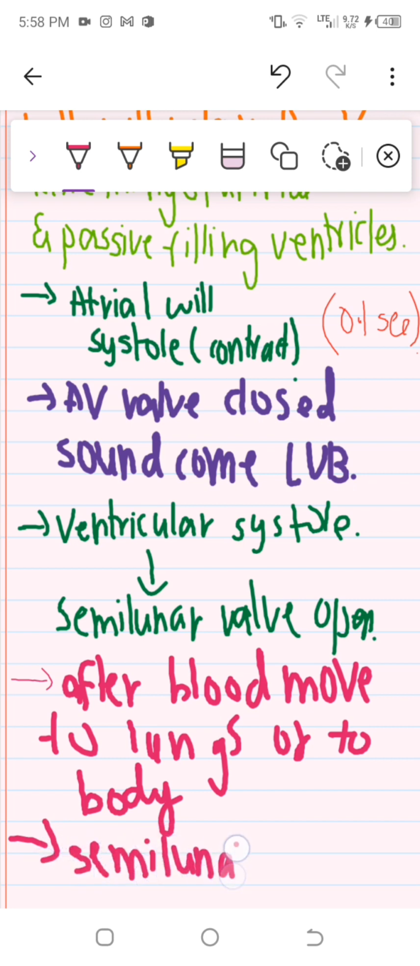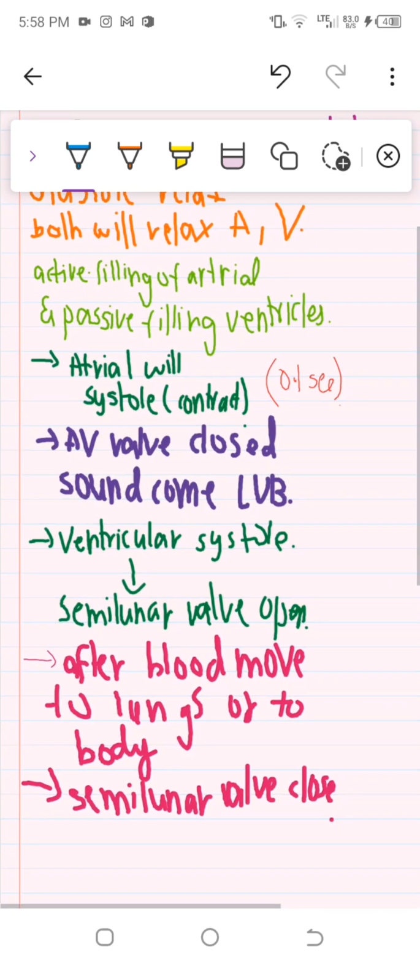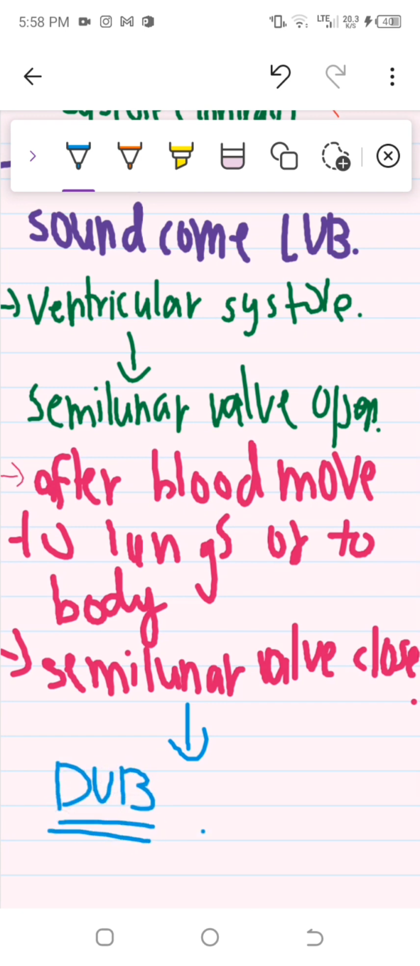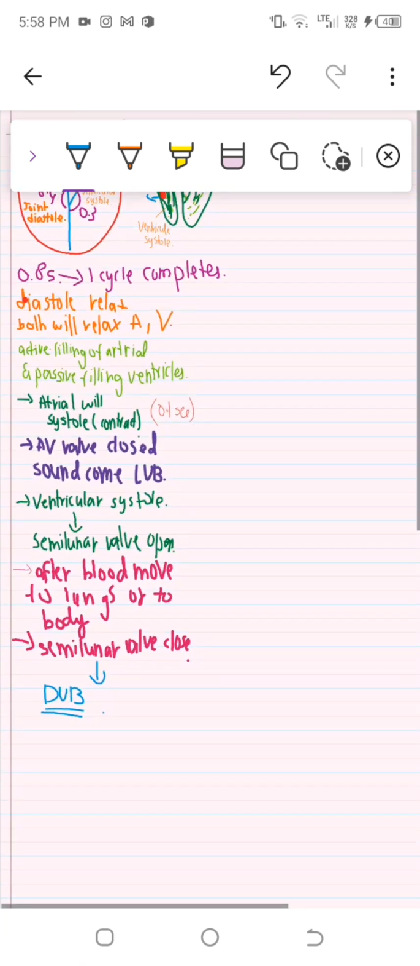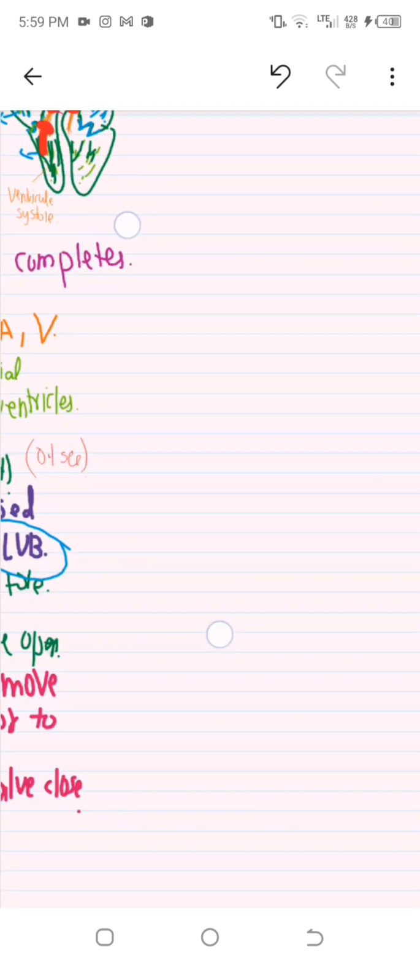When the semilunar valve closes, we hear another sound, that is dub. So closing of the AV valve and closing of the semilunar valve gives us the sounds lub and dub. Okay. Now let me tell you this with the help of a pie chart, but before going for that, let me show this by showing the diagram.